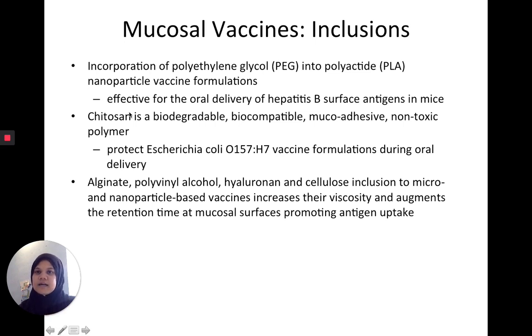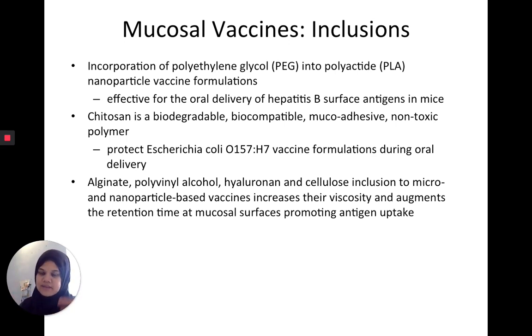Chitosan is another type of substance that's biodegradable, biocompatible, non-toxic, and they've used that for E. coli vaccine formulations aimed for oral delivery as well. And then some other substances like alginate and other nanoparticles that just basically want to increase viscosity and increase retention time. So if you recall as well, a lot of times with the mucosal surface, there's a lot of peristalsis at the gut, for example, and the secretory IgA is out there just to stick onto things and then let it get washed away.